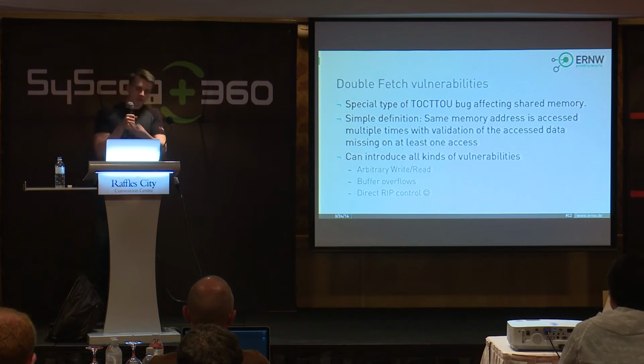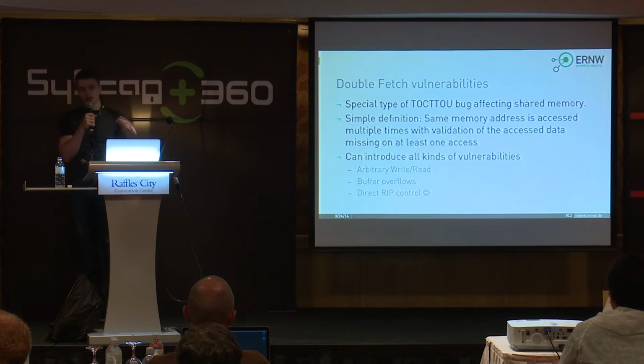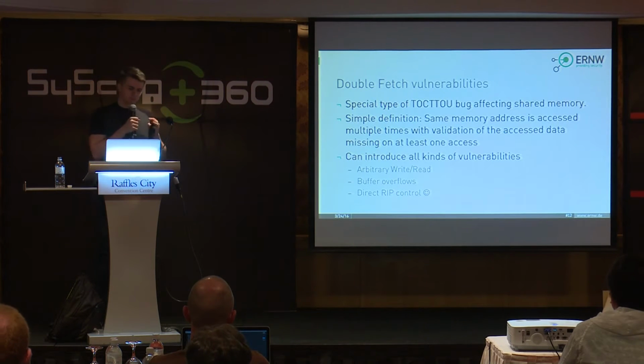And this is a generic bug class, and it can introduce a lot of different kinds of vulnerabilities. It more or less allows you to bypass one check. So you can have arbitrary reads, arbitrary writes, you can get buffer overflows, you can get direct instruction pointer control, as we will see later on. And so it's a really interesting bug type.